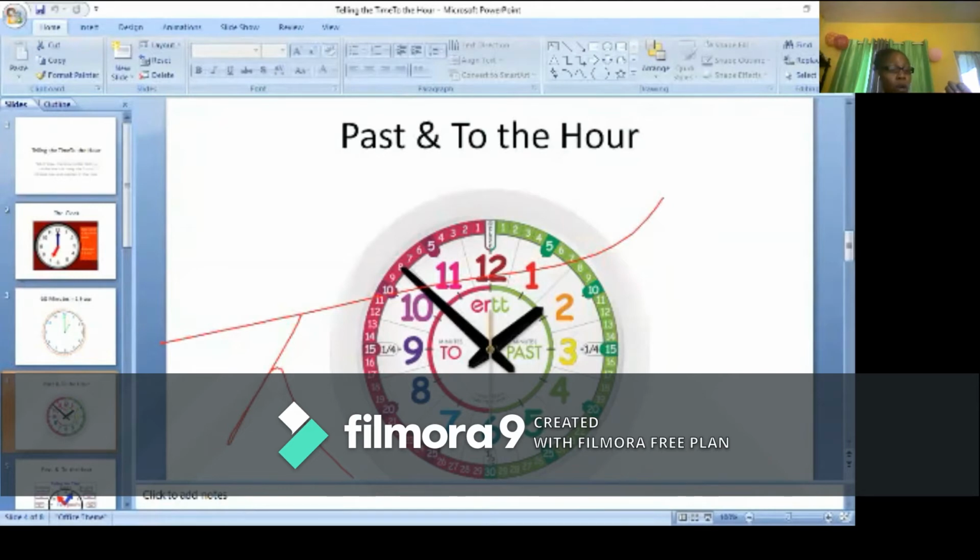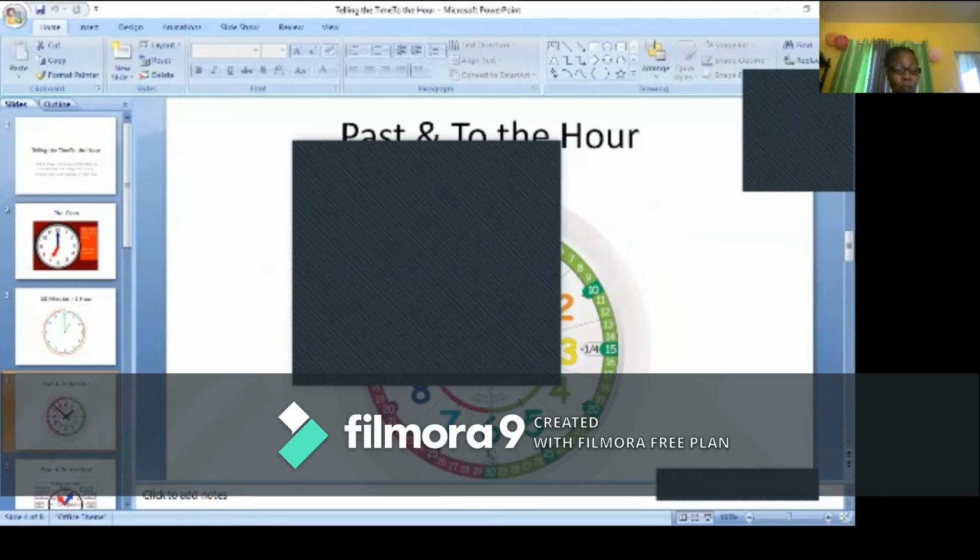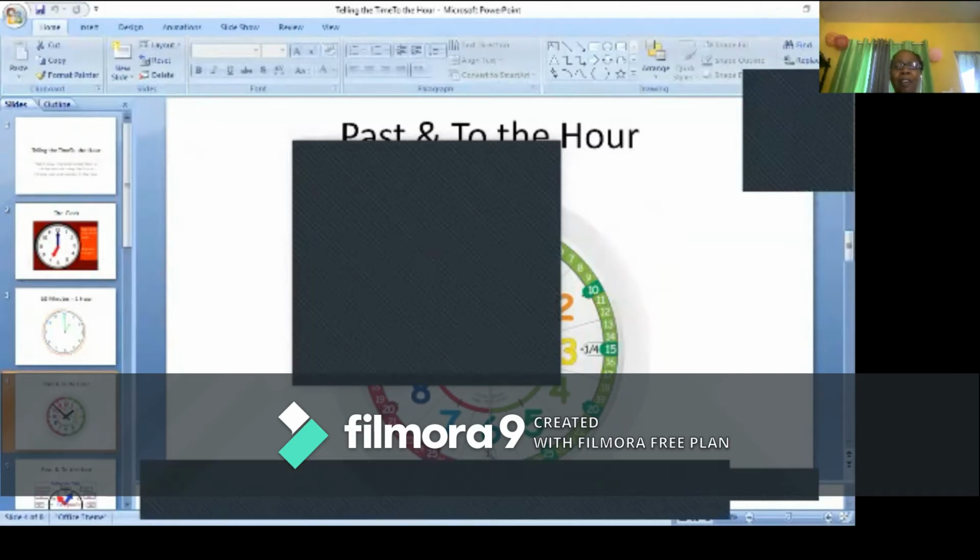So we are at 5 o'clock. Very good. Now what we are going to do, we are going to count our minutes past, then we are going to count our minutes to the next hour. So at 5 o'clock, the short hand is on the 5 and the long hand is on the 12. Now we are going to use our minute hand, which is the long hand, to count up our minutes. So put your long hand now on the 1, the short hand on the 5, and the long hand on the 1. How many minutes past 5 do we have there now? 5 minutes past 5.